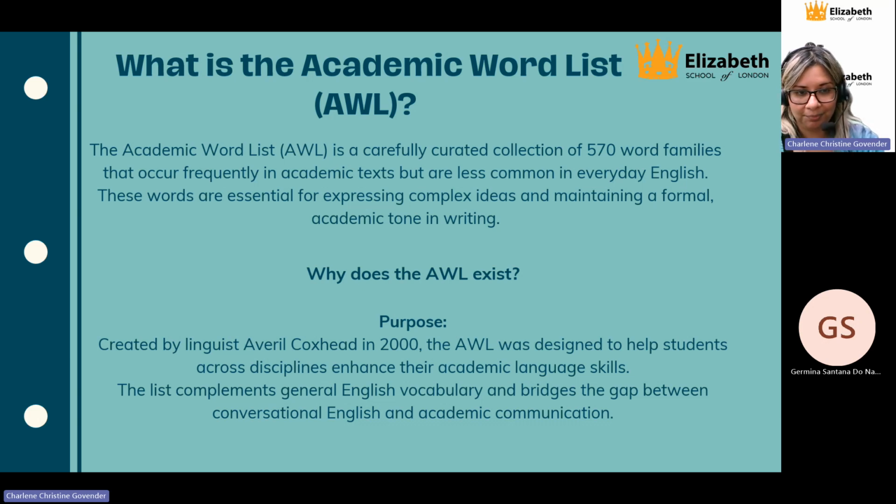So, as mentioned, these words are absolutely essential for expressing complex ideas and maintaining a formal academic tone in writing. So, why does it actually exist? Okay, it was created by linguist Averil Coxhead in 2000, and the academic word list was designed to help students across all disciplines enhance academic language skills. So this list complements your general English vocabulary and bridges the gap between conversational English and academic communication.